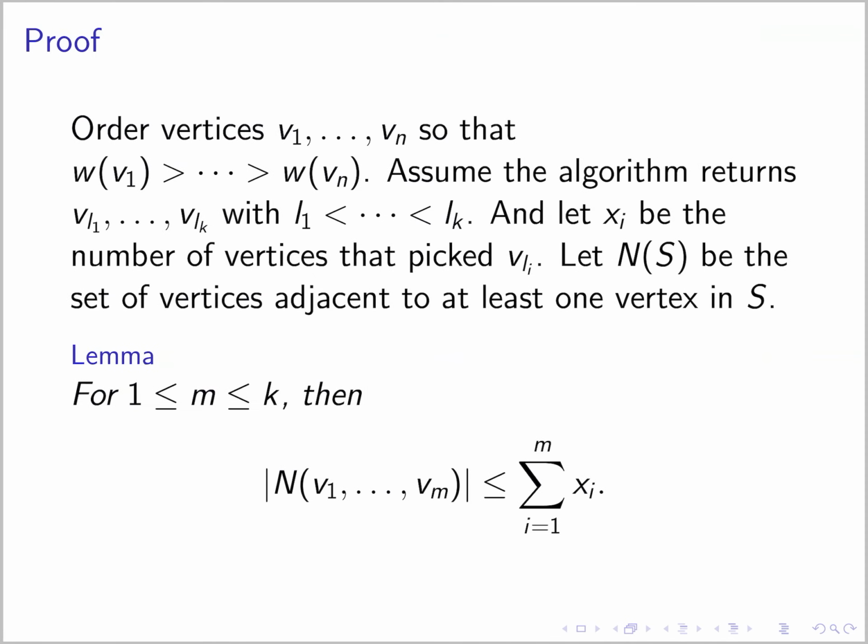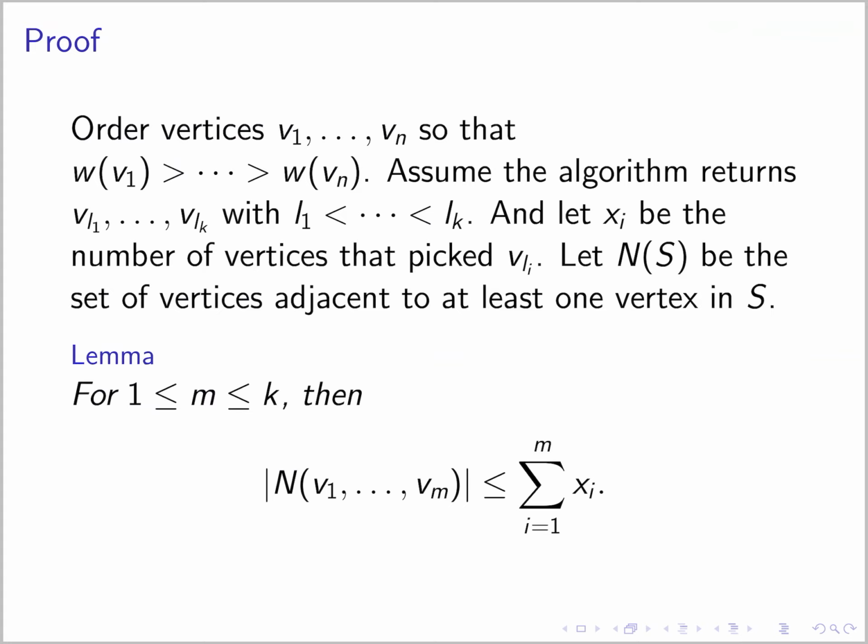Now, in the remaining time, I want to give you an idea of the proof of this analysis. First, we order the vertices V1 up to Vn so that the weights are decreasing. Assume the algorithm returns V of L1, V of L2, up to V of Lk as the answer, and let xi be the number of vertices that pick V of Li. We also use the notation N of S to be the set of vertices adjacent to at least one vertex in S, where S is a given subset of vertices of the graph G.